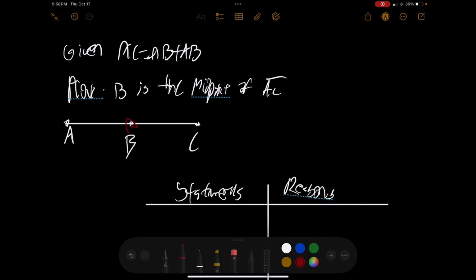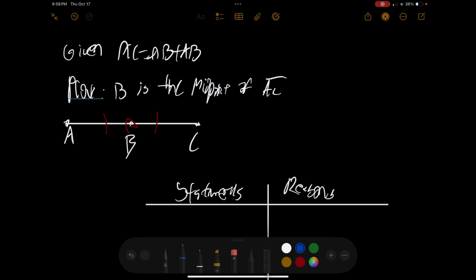And now we can go back to what the definition of midpoint means. A midpoint divides a line segment into two congruent measures. So effectively, the only way we can say B is the midpoint of AC is if AB has to be congruent to BC. So that's effectively what we're trying to prove. That will allow us to use the definition of the midpoint.